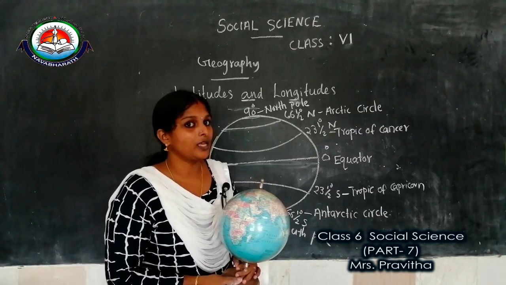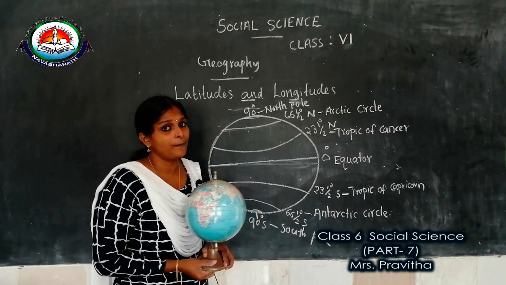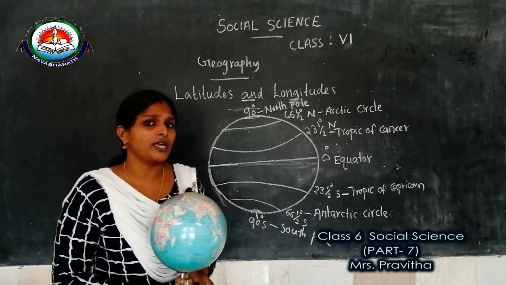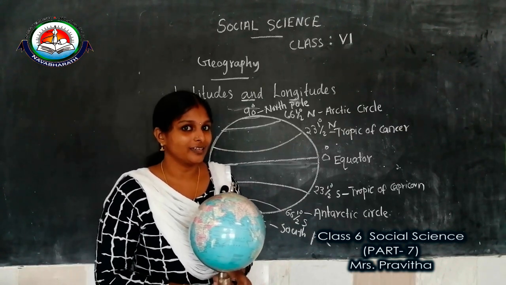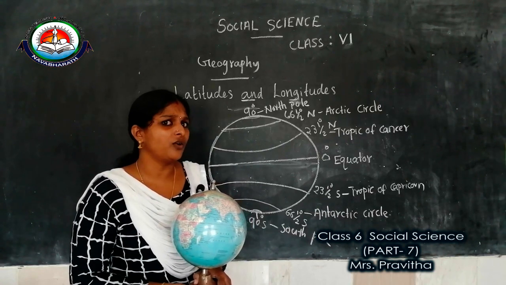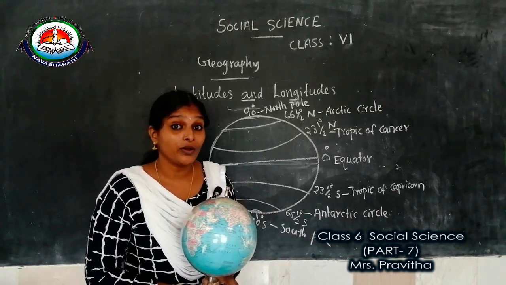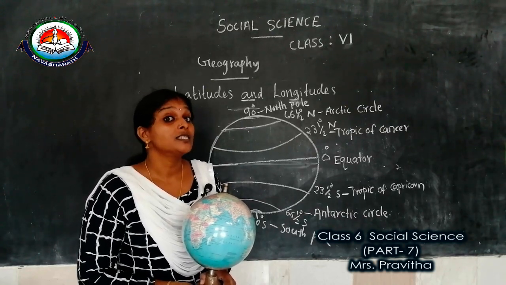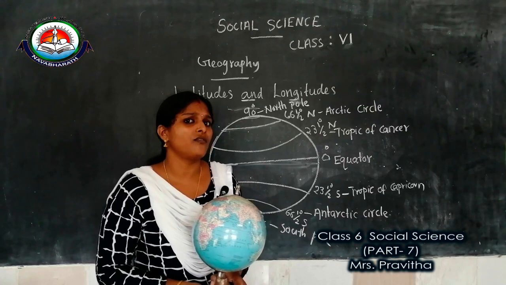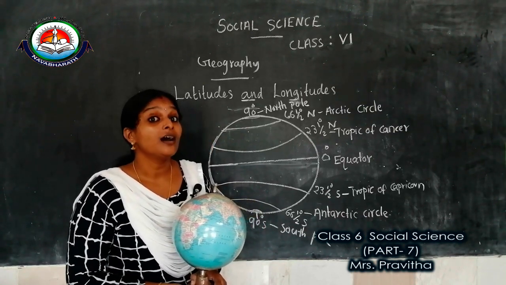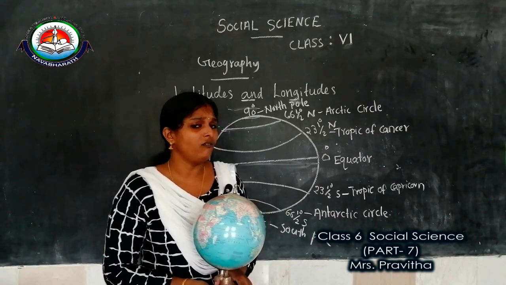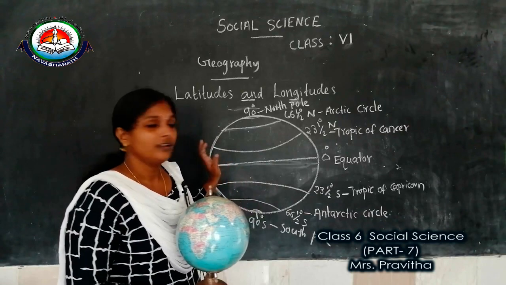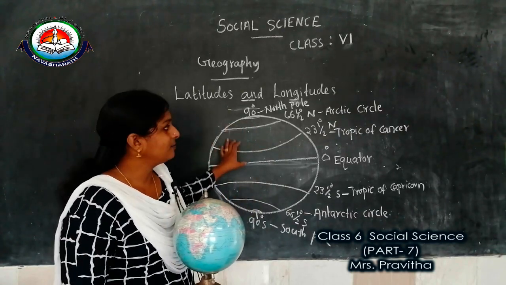Clear? Okay. So which latitude passes through India? Tropic of Cancer. 0 degree latitude is known as the Equator. 23 and a half degree north is known as the Tropic of Cancer. 90 degrees south is known as the South Pole. 66 and a half degree south is known as the Antarctic Circle. In this way, every latitude you have to tell, children. Study it. I think you got an idea about the important latitudes.